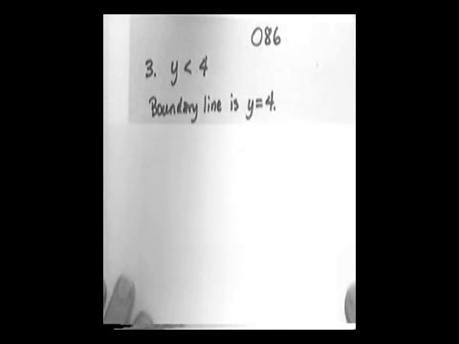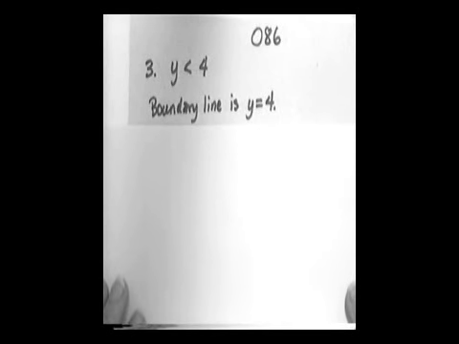With y. In this case, y is less than 4. Y is less than 4. Step 1 is to write the y by itself, which is already done. And so we write its boundary line. The boundary line is y equals 4. We graph the boundary line y equals 4.